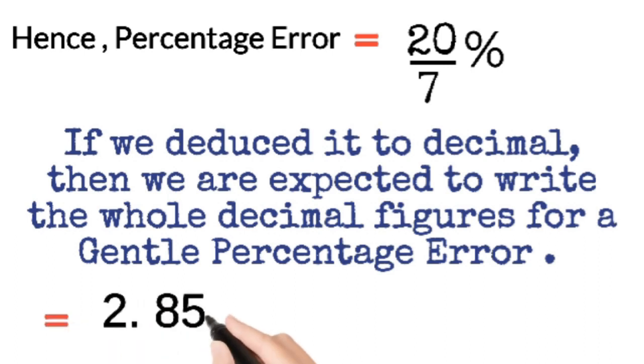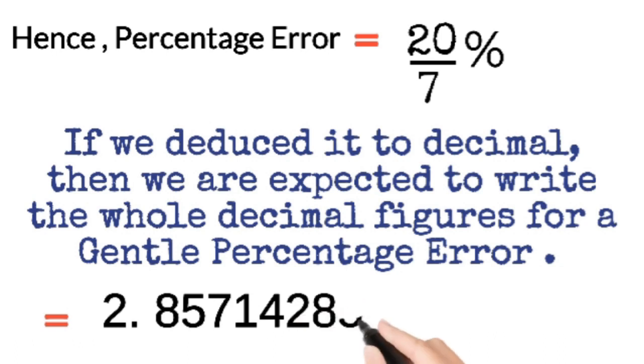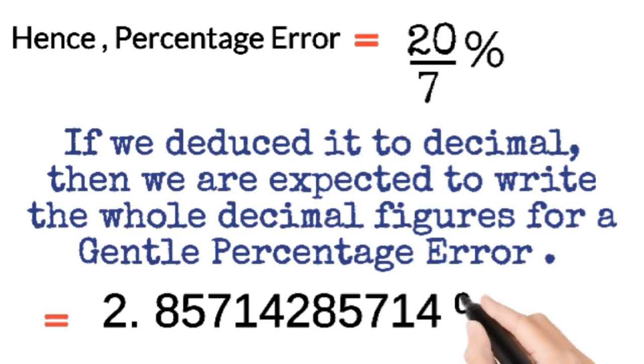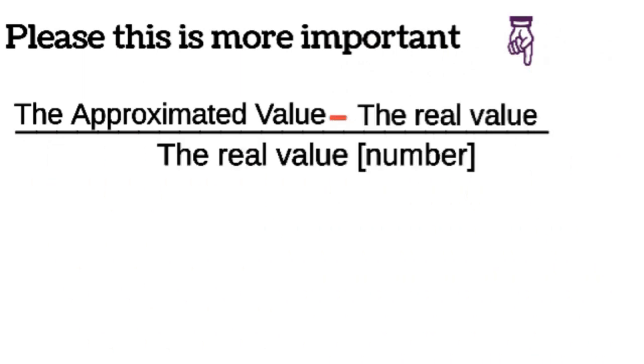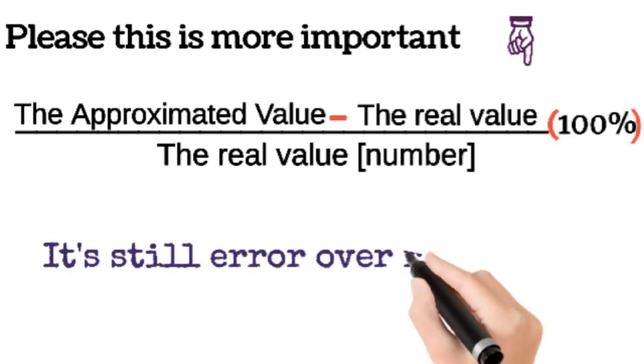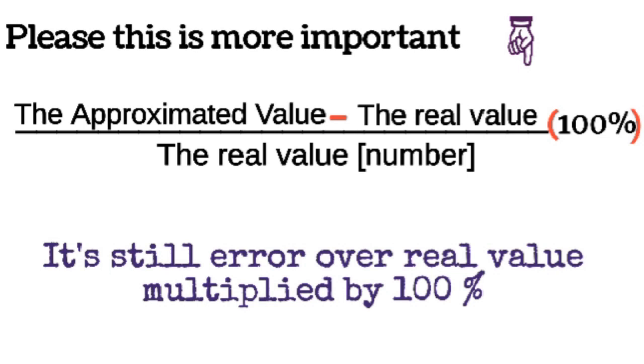If we reduce 20% over 7 to decimal, then we are expected to write the whole decimal figures for a correct percentage error. The answer will be 2.85714285714%. It is long, but we must write all of these decimal places to avoid any problem. Now we've been able to find our percentage error, and that was case 1. Please put this in memory: the approximated value minus the real value, all over the real value, multiplied by 100%. That is the first case concerning percentage errors.